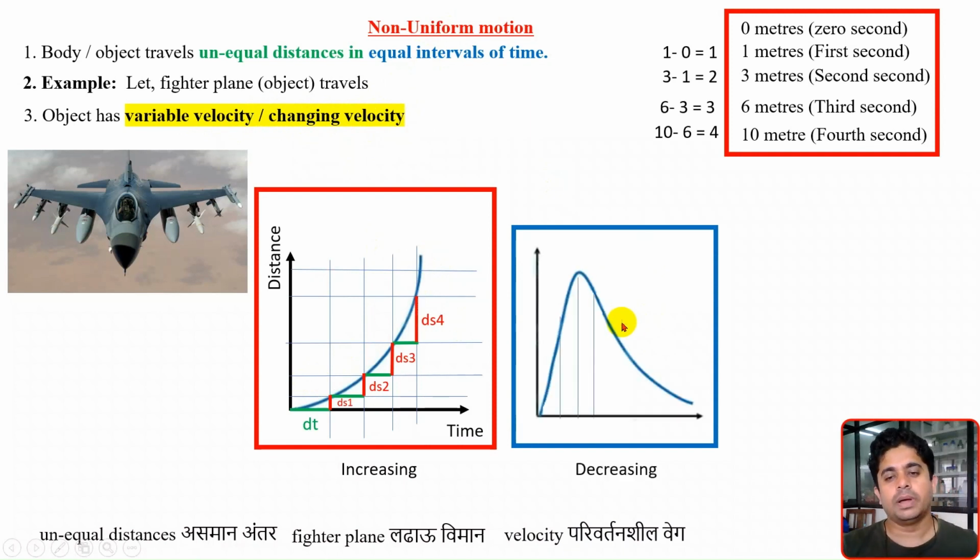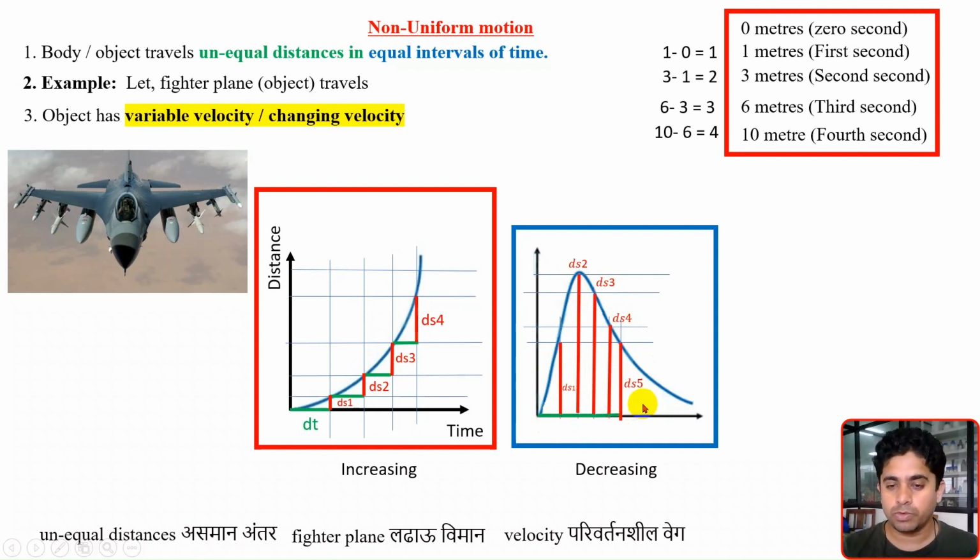As you can see in this graph, again, for our understanding, we have divided the time interval. Now, for the first time interval, this is the displacement. Then for the second time interval, this is the displacement. For the third time interval, this is the displacement. For the fourth time interval, this is the displacement. And correspondingly for the fifth time interval, the corresponding displacement. So ds1, ds2, ds3, ds4 and ds5 are the displacements corresponding to the time intervals 1, 2, 3, 4, 5.